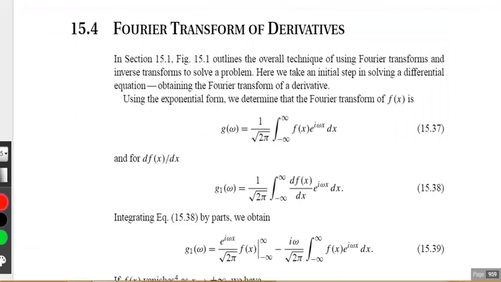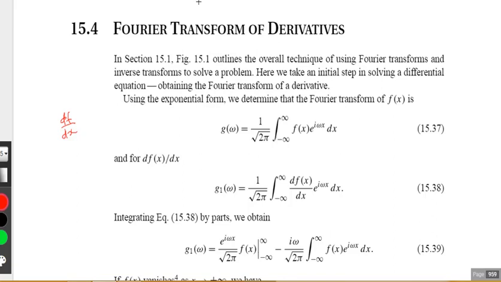Fourier transform of the derivative. Using the exponential form, the Fourier transform of f of x is equal to g of omega is equal to 1 by root 2 pi integral from minus infinity to infinity f of x e raised to i omega x dx. Now if you find out the Fourier transform of the derivative of function f of x, then the derivative of the function will be df by dx. Then the Fourier transform of the derivative will be equal to g1 of omega is equal to 1 by root 2 pi integral from minus infinity to infinity df by dx into e raised to i omega x dx.